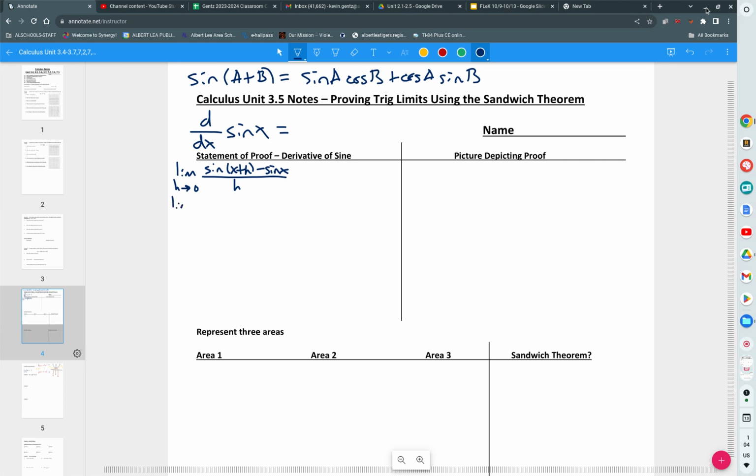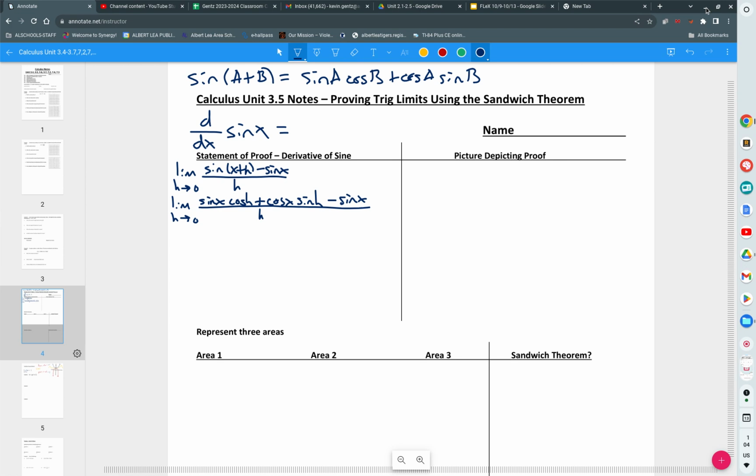We do have the limit as h goes to 0 of, and we're going to have what? We're going to expand this addition piece. What's it going to be? Sine of x times cosine of h plus cosine of x times sine of h minus sine of x all over h. Good.